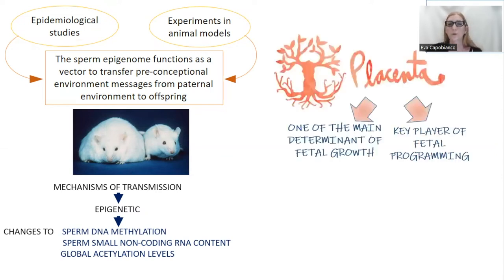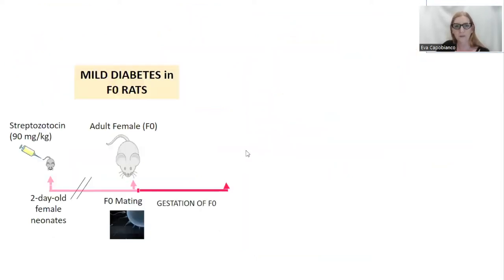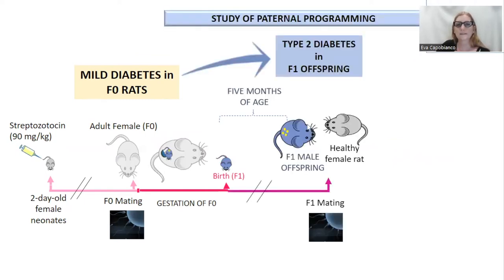On the other hand, we know that placenta is one of the main determinants of fetal growth and a key player of fetal programming. This fact, together with the fact that the paternal genome has a major influence on placental development, opened a new line in our laboratory, focusing on the study of the placenta in paternal programming. So to test this, we studied the F1 male offspring that developed type 2 diabetes at 5 months of age.